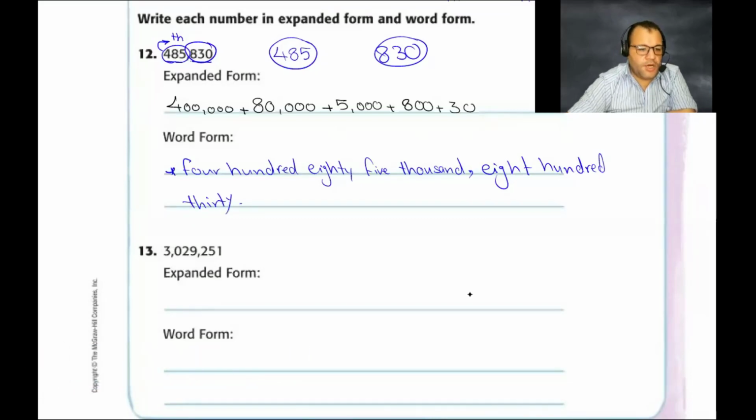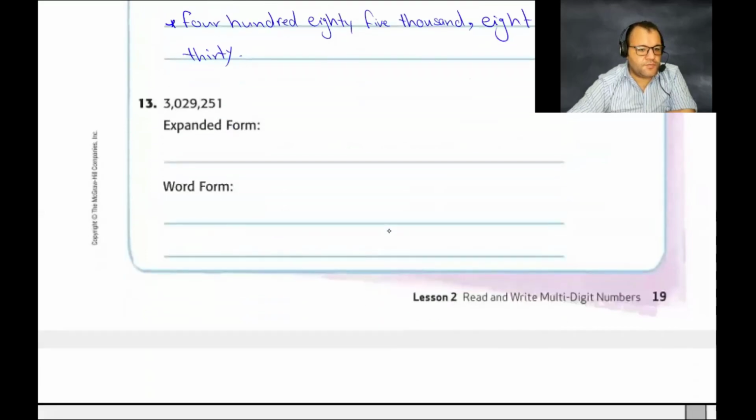Okay. Thanks. I need someone to solve number 13 with me. Majd. Number 13. I need the expanded form. 3 million. Yes. Plus, I need the value only of 2. Leave 9. Digit by digit. Value of digit by digit, not period by period. 20,000. Yes. 20,000 plus.